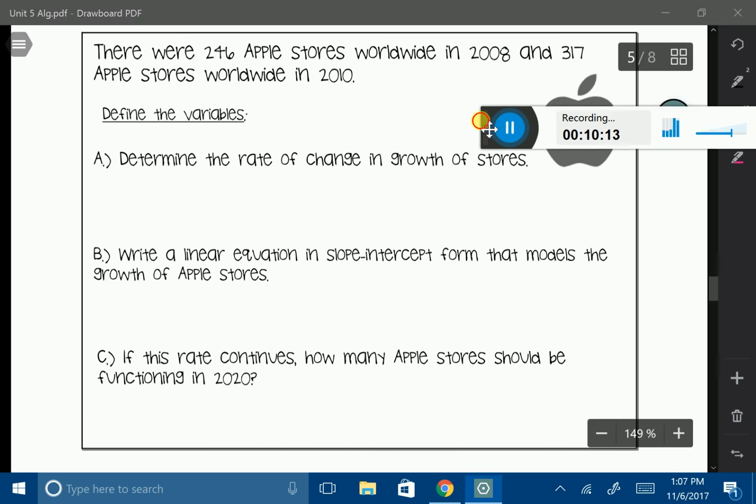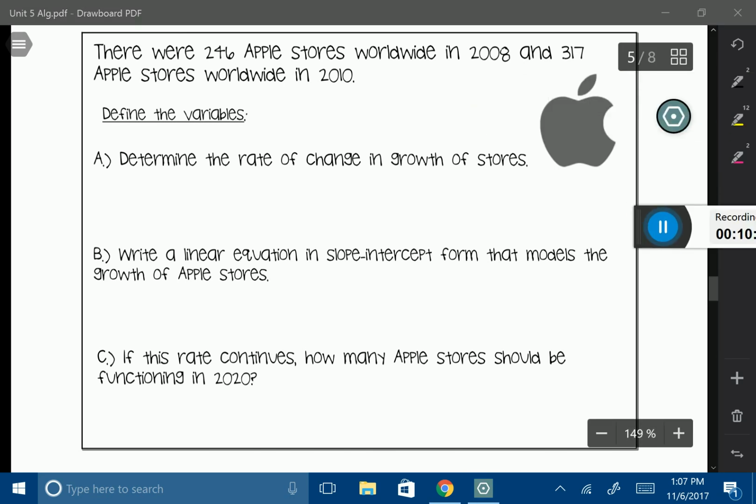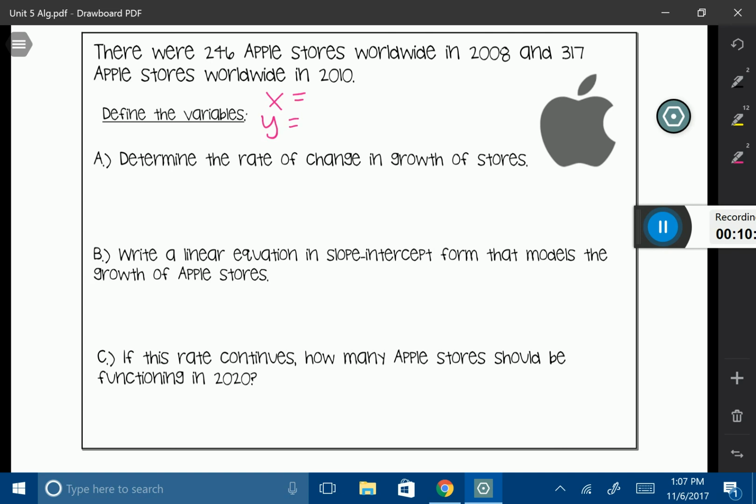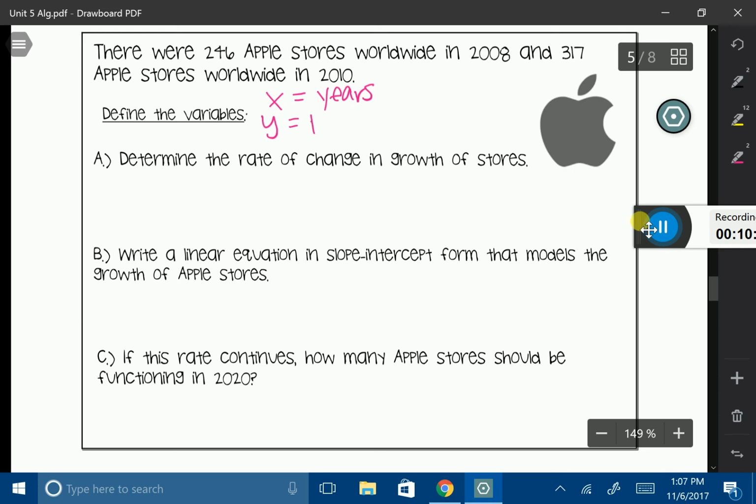Oh, Apple stores. I love this one. There were 246 Apple stores worldwide in 2008 and 317 Apple stores worldwide in 2010. Let's go ahead and define our variables. I have X and I have Y. I personally like to ask myself, is there anything represented with time? And there is. It looks like we have time in years. So I'm going to represent that as my X, my independent variable. And then my other variable, my Y, is the number of Apple stores.